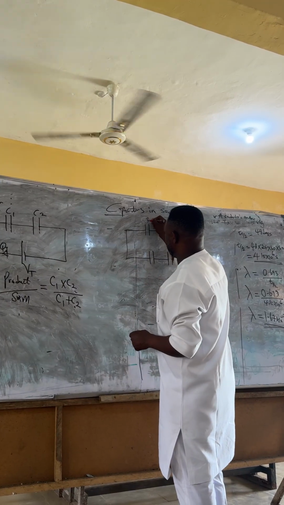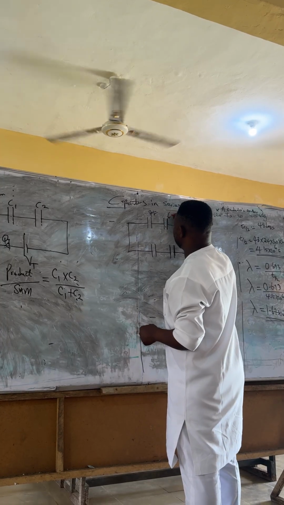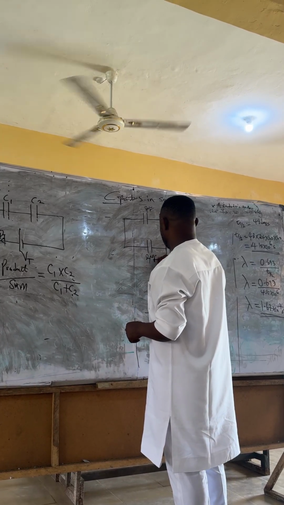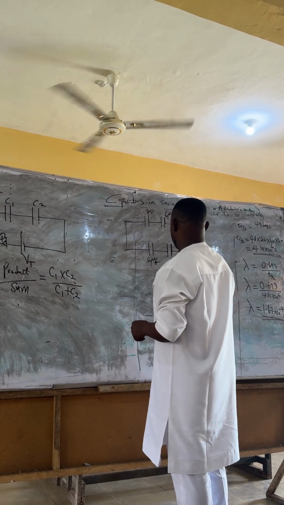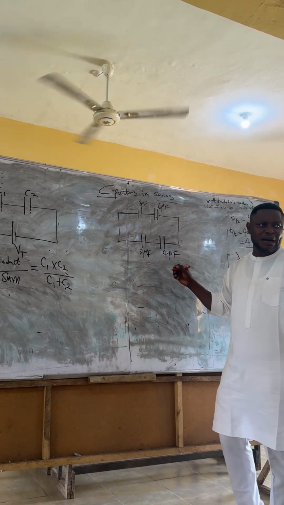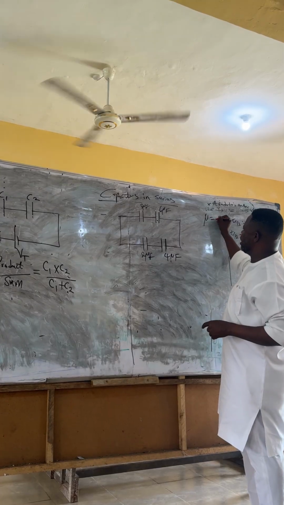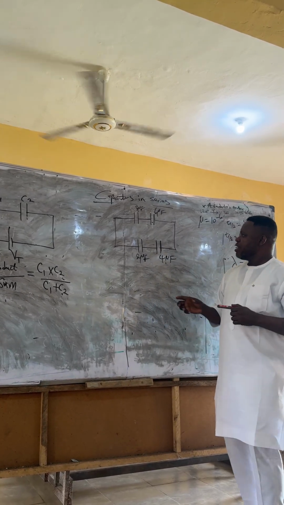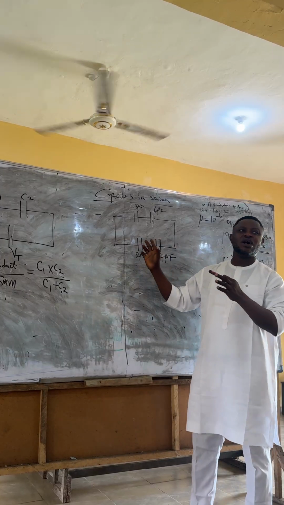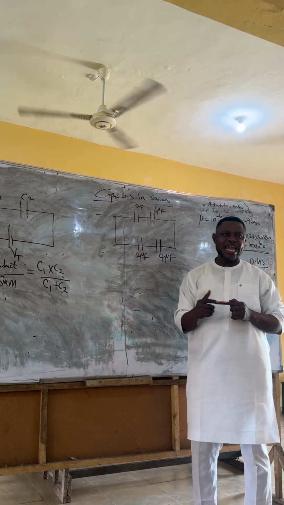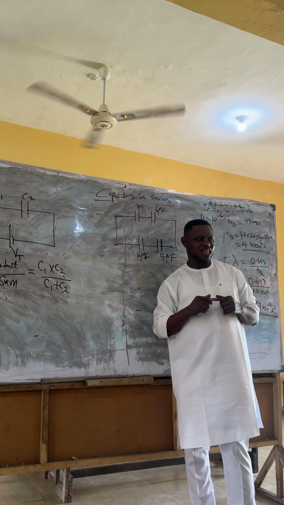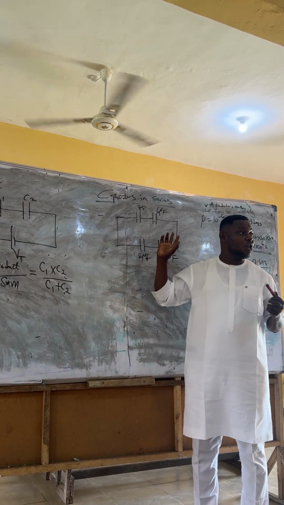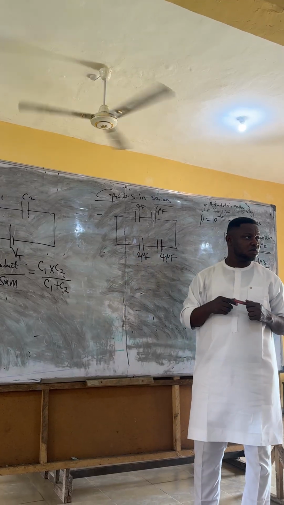I call this 3 microfarad, call this 6 microfarad, call this 2 microfarad, and call this 4 microfarad. Don't forget that anytime you talk about micro, it means 10 raised to the power minus 6. Is that okay? Now, if I draw this circuit like this, the way it is now, are these capacitors in series or in parallel? Series. All of them are in series, the way it is now.